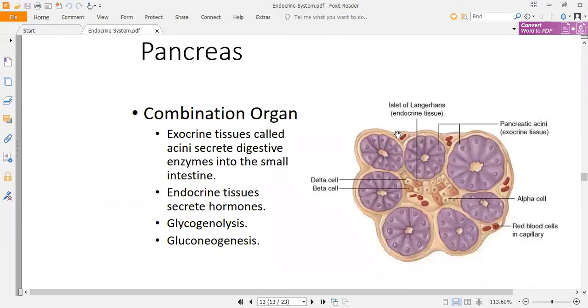Now, what you're seeing on the screen is an organ known as the pancreas. The pancreas, like I said, has two functions. It has endocrine and exocrine functions. So let's go through the text first.